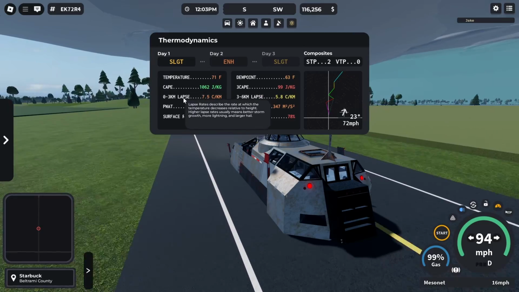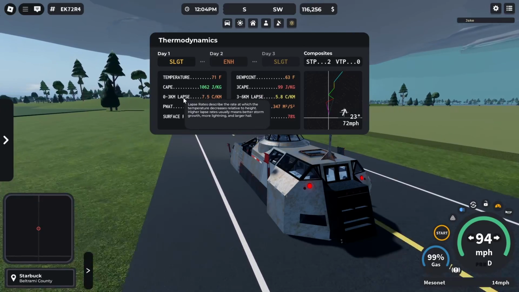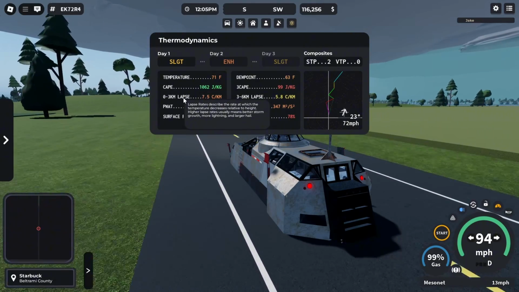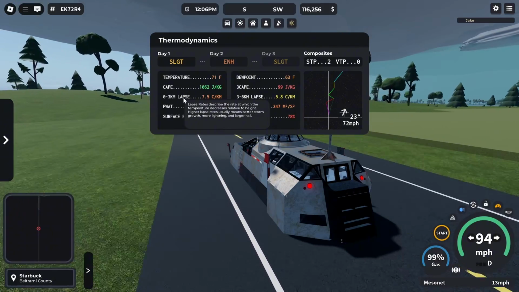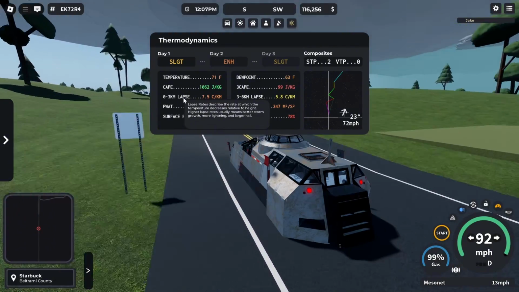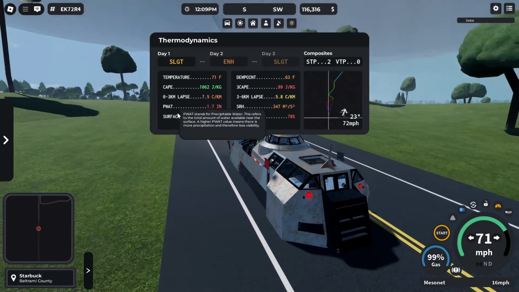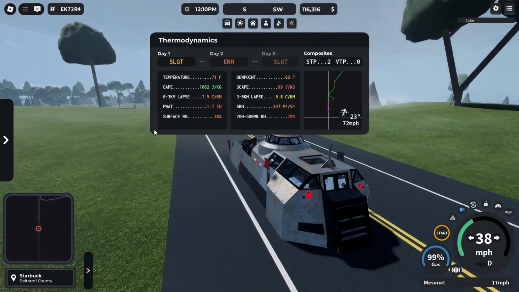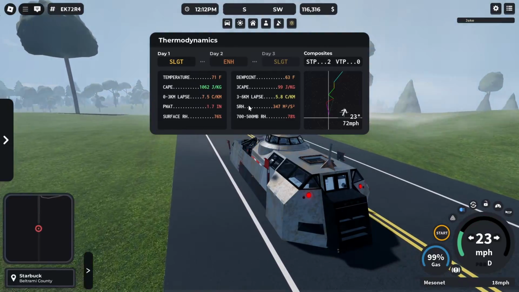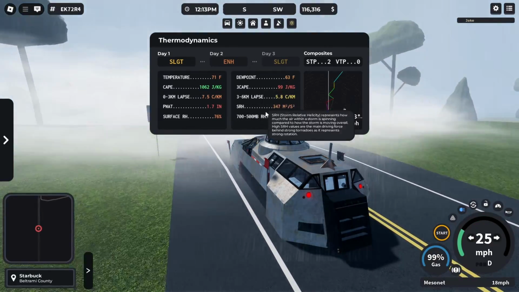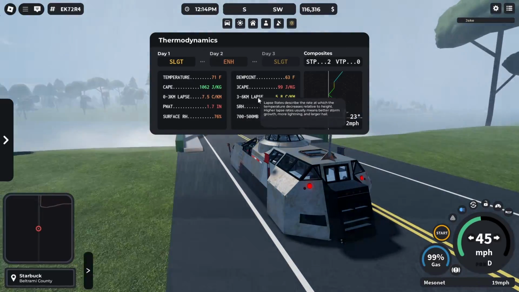Next, we have 0 through 3 kilometer lapse rates. Lapse rates describe the rate at which the temperature decreases relative to height. Higher lapse rates usually mean better storm growth, more lightning, and larger hail. These two don't really matter. And then we have a few on this side I will get into. We're not going to be getting into this.